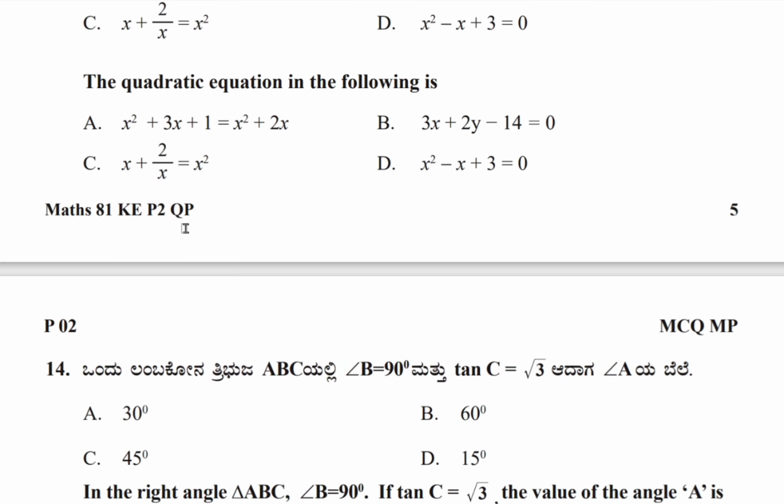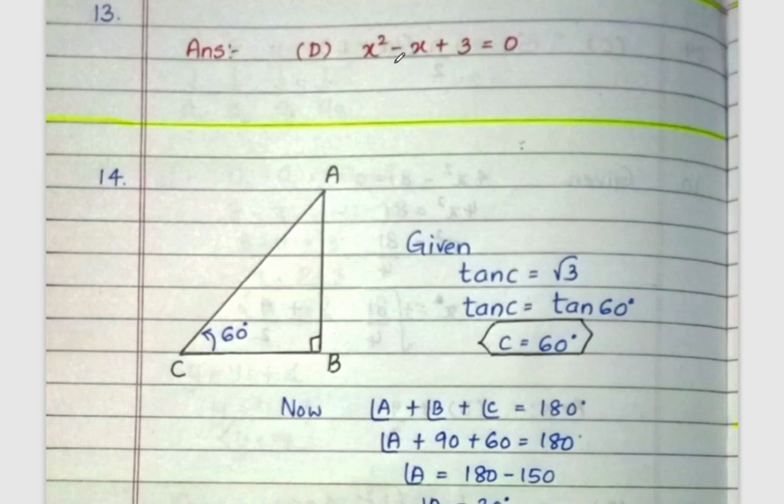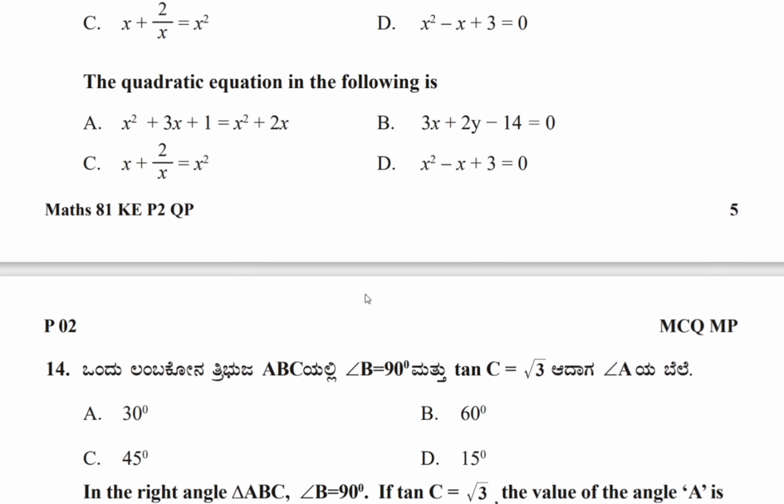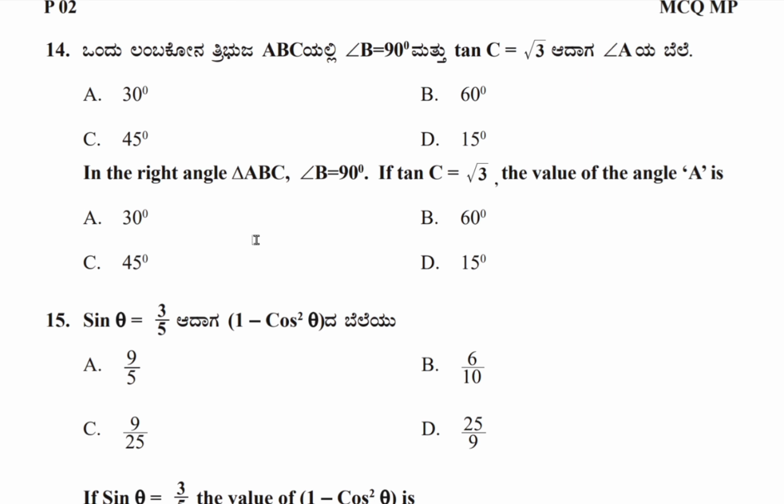The quadratic equation in the following is, if you observe all the options, option D has the highest power, that is degree equals 2. Therefore, the correct answer is option D, x square minus x plus 3 equals 0. All the other options are not quadratic equations.